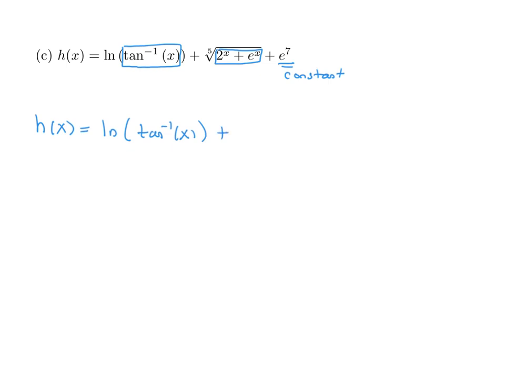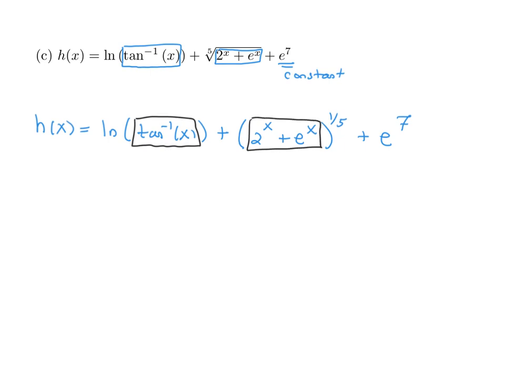But in this second piece, if you say the 5th root, you're really saying you have 2 to the x plus e to the x raised to the power of 1/5. So for a square root, it would be a half. If it's a cube root, it's a third. Here we have a 5th root, so I put a 1/5. And then we also have this e to the power of 7. Again, I'll just make note that, okay, we got a composition and we got a composition. I'll now take the derivative of h.